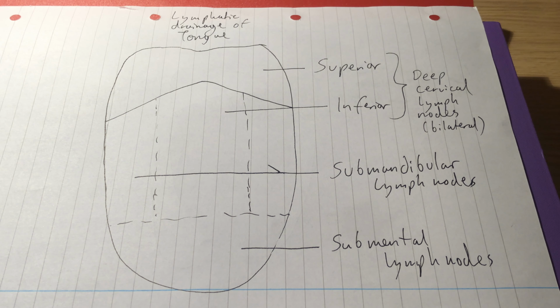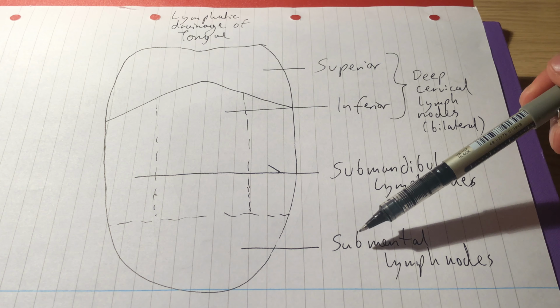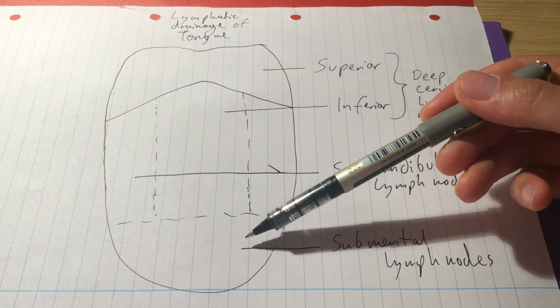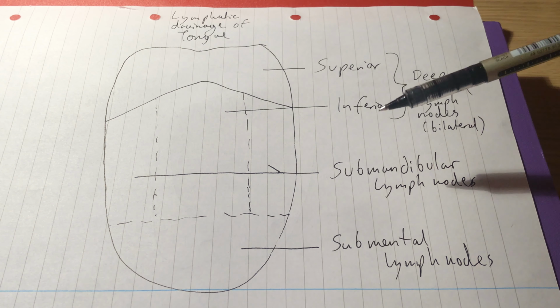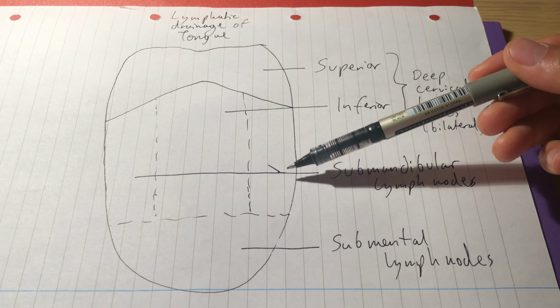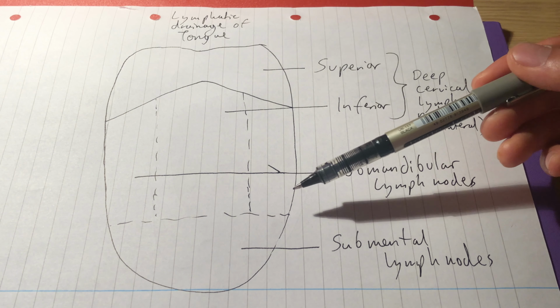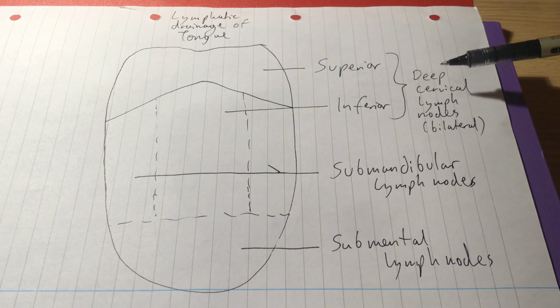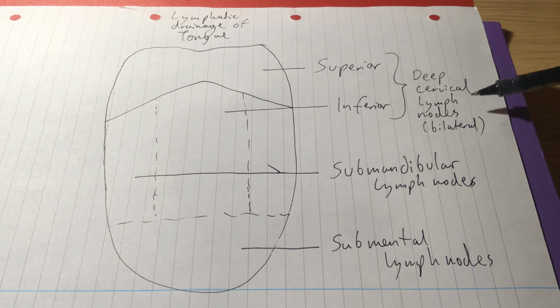This is easy to remember as the submental lymph nodes are, of course, near the chin. The submandibular lymph nodes are around the submandibular region. And then I guess you'll just need to remember that the rest drain to the deep cervical lymph nodes.